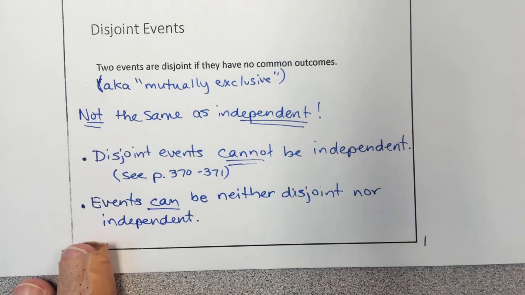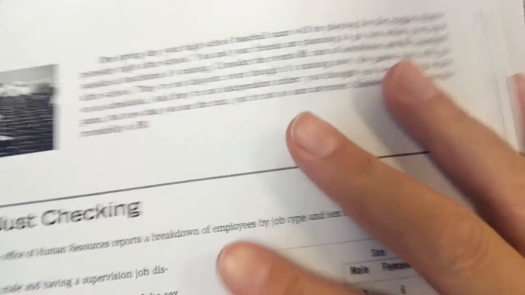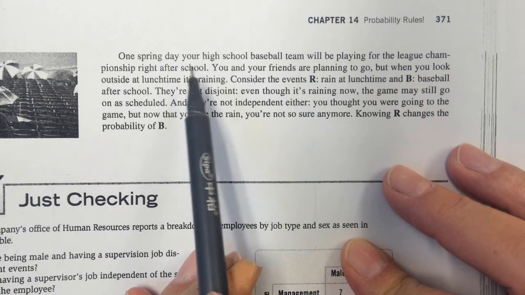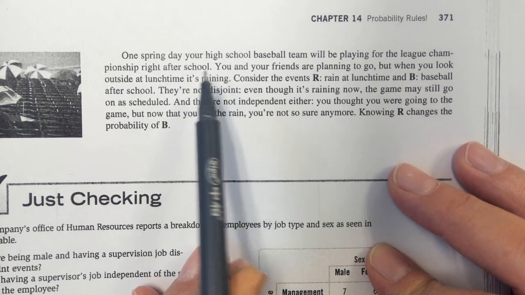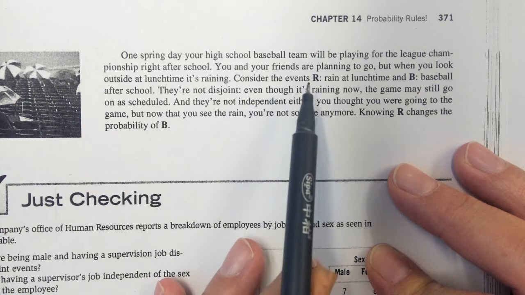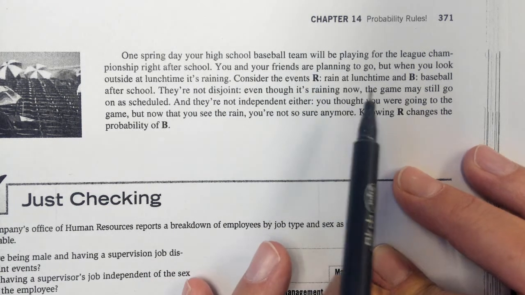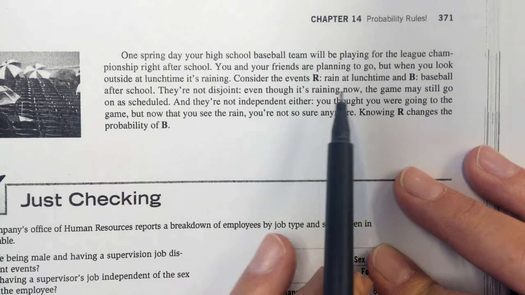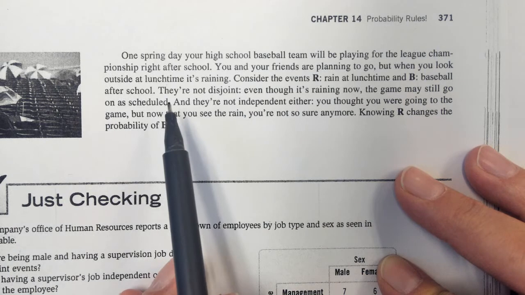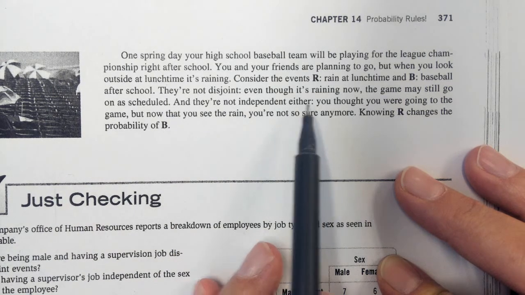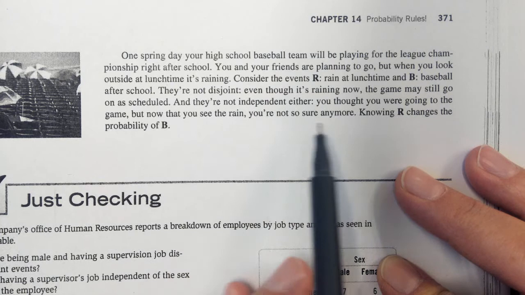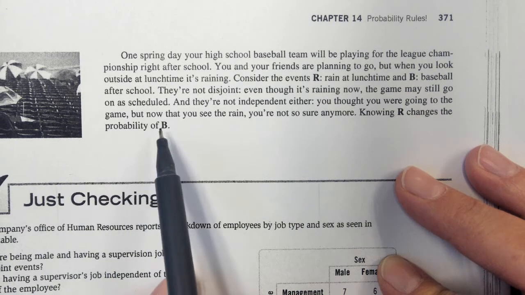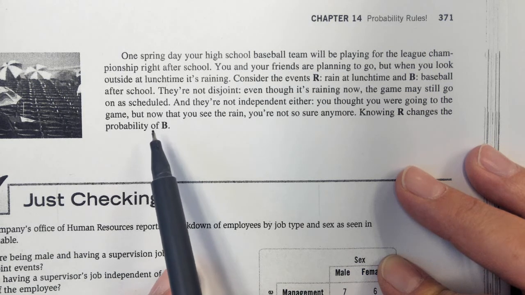To try to drive that one home, they give another example at the top of the next page. One spring day, your high school baseball team will be playing for the league championship right after school. You and your friends are planning to go, but when you look out at lunchtime, it's raining. Consider the events R, rain at lunchtime, and B, baseball after school. They're not disjoint. Even though it's raining now, the game may still go on as scheduled. And they're not independent either. You thought you were going to the game, but now that you see the rain, you're not so sure anymore. Knowing rain at lunchtime, R, changes the probability of B, going to the baseball game.